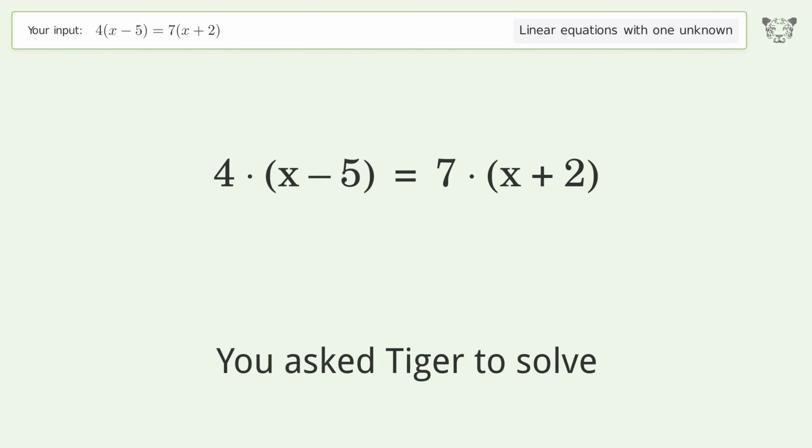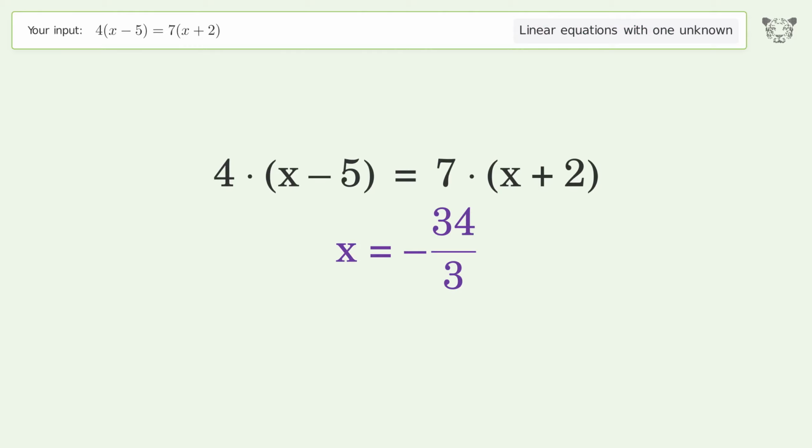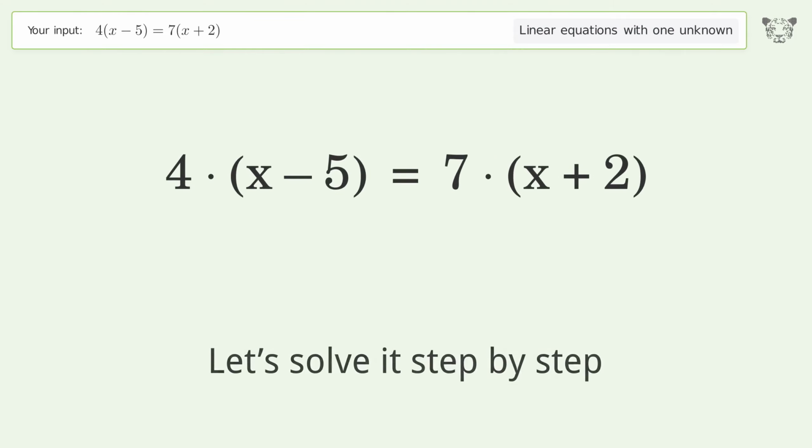You ask Tiger to solve. This deals with linear equations with one unknown. The final result is x equals -34/3. Let's solve it step by step.